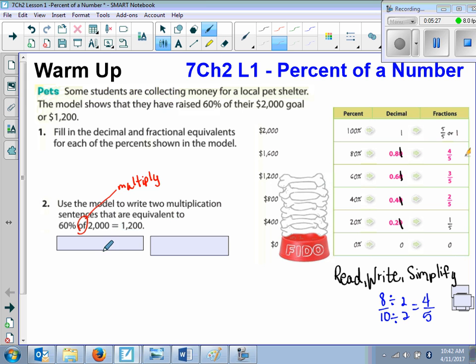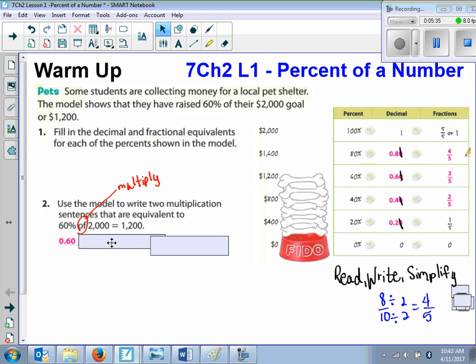So what can I put in place of 60%? Here's 60%. What can I put in there? 0.6 or 0.60, right? Okay. And then of again means multiply. And we're going to multiply that times 2,000. So when you multiply 0.6 times 2,000, what do you get? 1,200. You see?